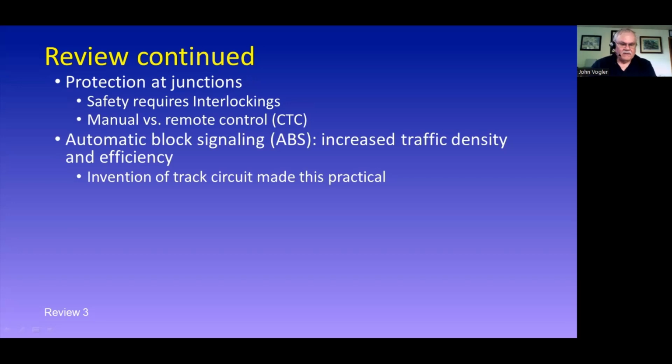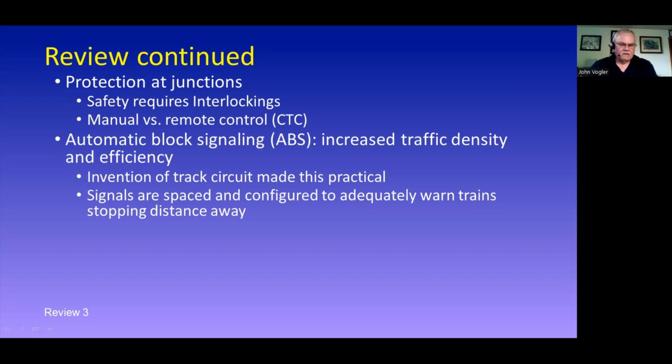And what made this practical was the invention of the track circuit. Again, I talked about that previously. I'm not going to go into the details of that today. But the key thing with automatic block signaling is the signals are spaced and configured to adequately warn the trains stopping distance away. So they have to be a minimum of stopping distance away. And that's what we're going to focus on, what we want our model signals to look like, that they're stopping distance.